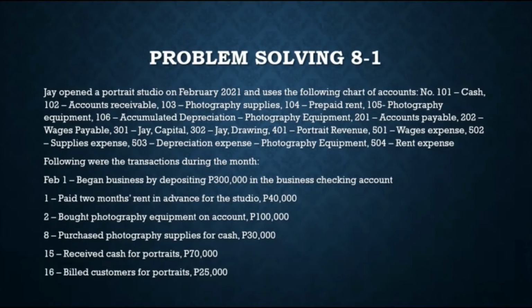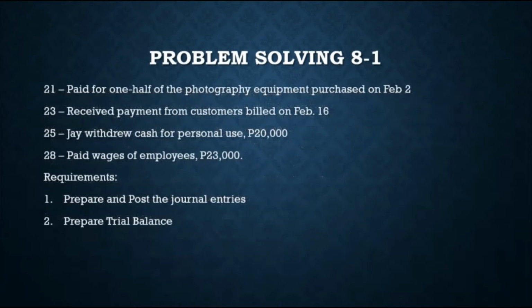On February 16, billed customers for portraits amounting to 25,000. On February 21, paid for one half of the photography equipment purchased on February 2. On February 23, received payment from customers billed on February 16. On February 25, Jay withdrew cash for personal use amounting to 20,000. And on February 28, paid wages of employees amounting to 23,000. So the requirements are prepare and post the journal entries, and prepare the trial balance.